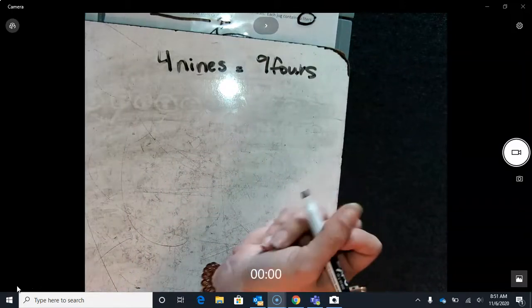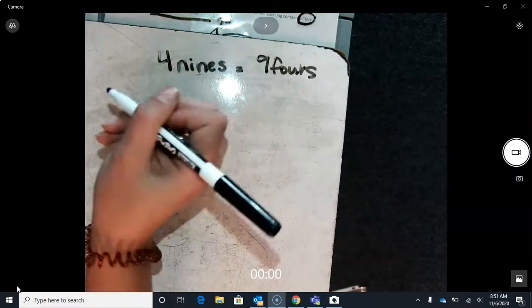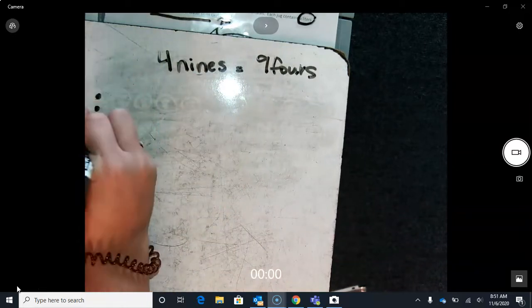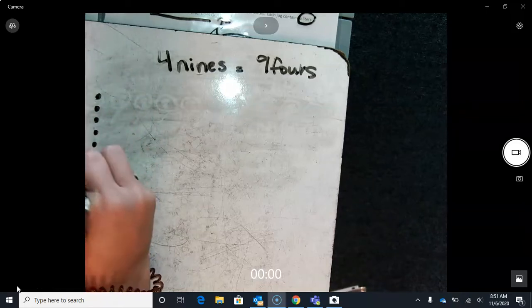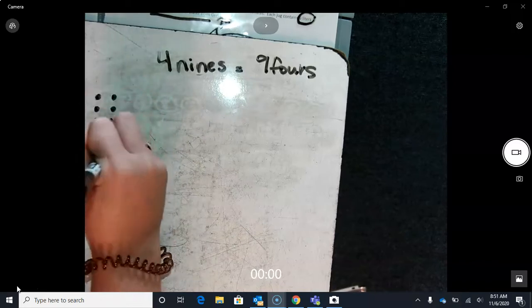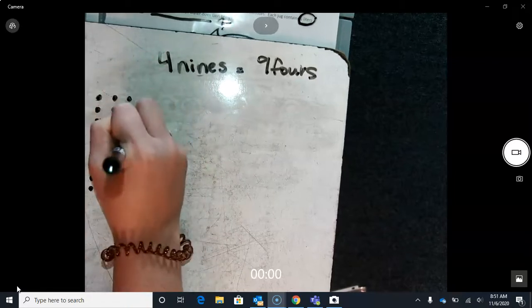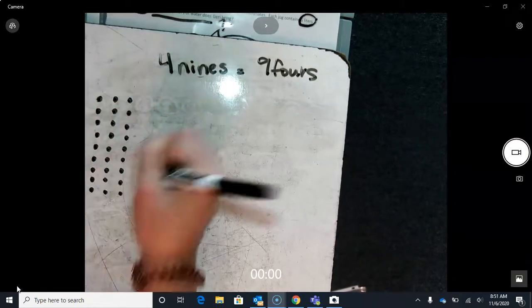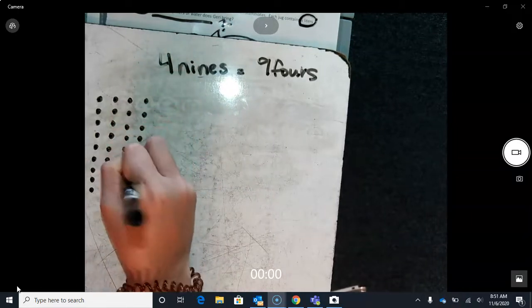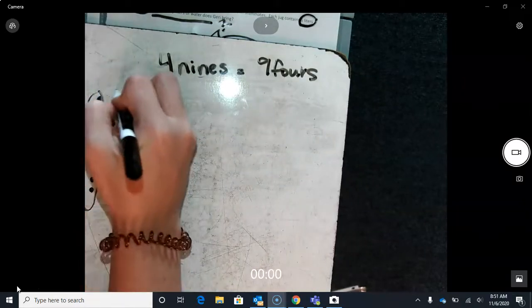Okay, I'm going to solve this with an array. So I'm going to do 4 groups of 9. 1, 2, 3, 4, 5, 6, 7, 8, 9. All right, I have 4 groups of 9.